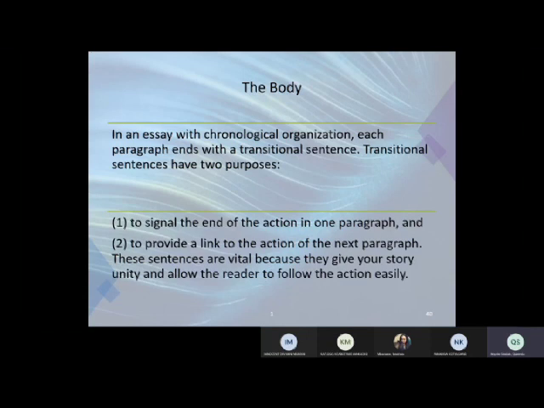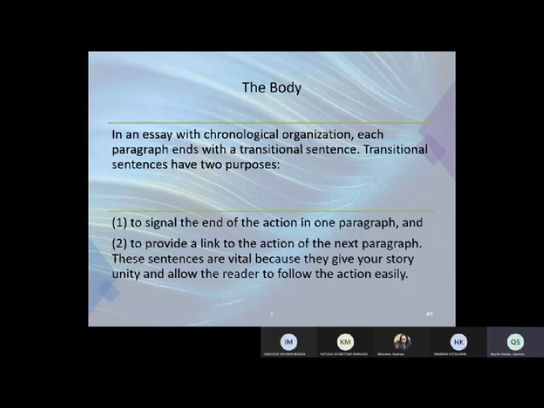So in an essay with a chronological organization, each paragraph ends with a transitional sentence. So just like with the argumentative essays, you need to have a concluding sentence. And the concluding sentence should be used to signal the end of the action in one paragraph and to provide the link to the action of the next paragraph.